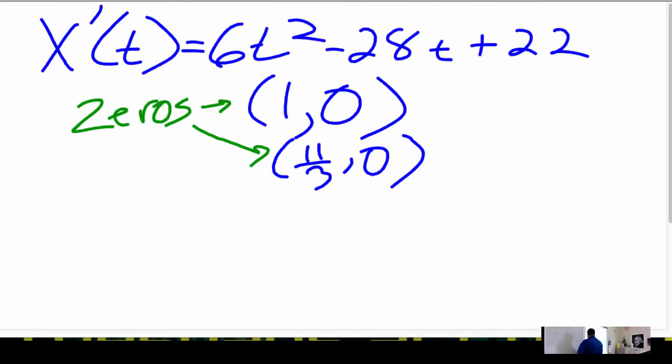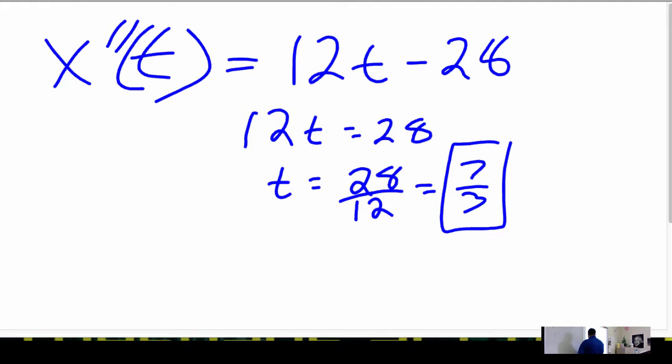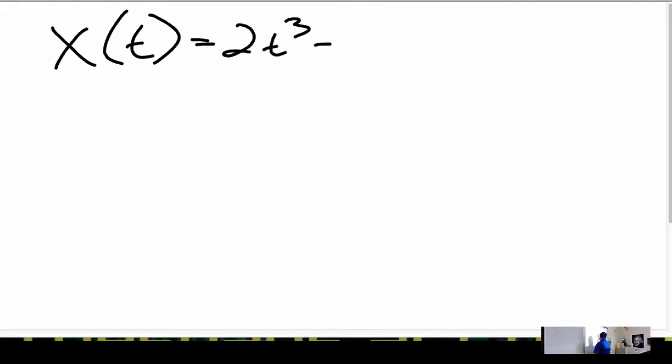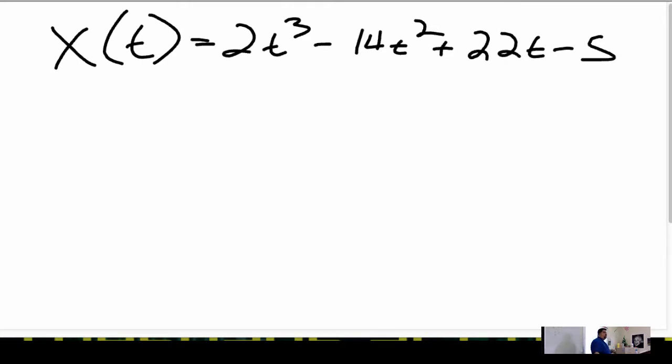Yeah, so what I'm doing is plugging in, in fact, let's just do another. Somebody tell me what that was. What was x of t? 2t to the third minus 14t squared plus 22t minus 5, right? Wasn't that what it was?